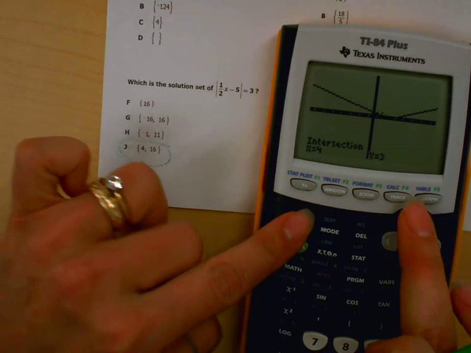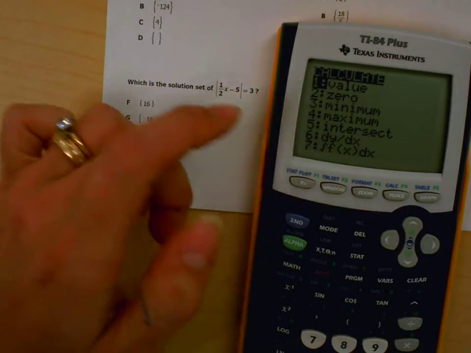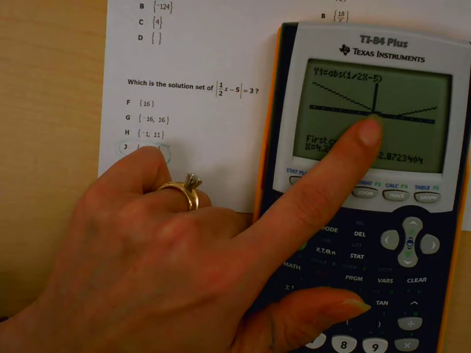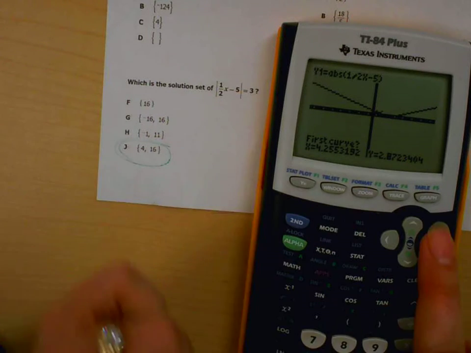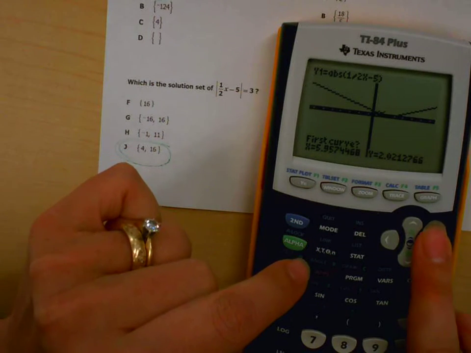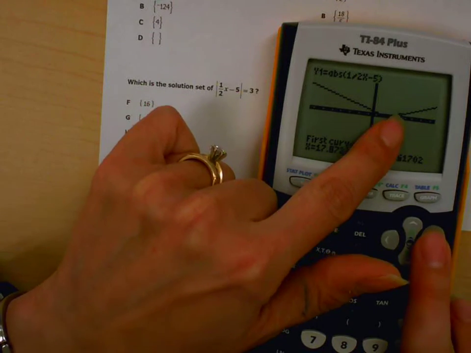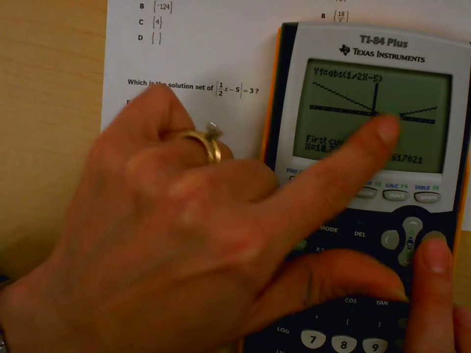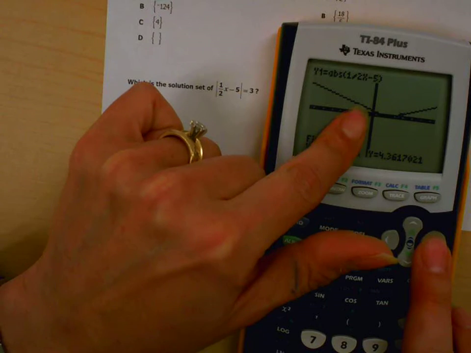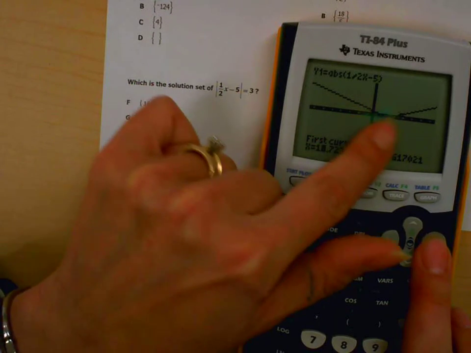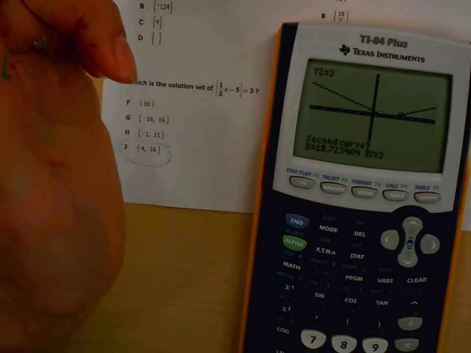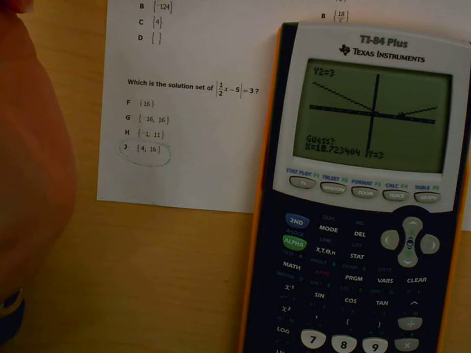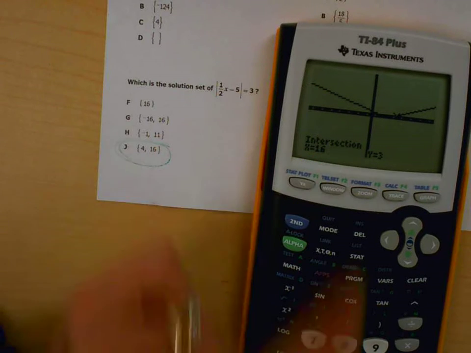So if I do second trace intersect, if I don't move this x, I'm going to keep getting 4. I need to move the x closer to the second intersection. So I'm moving it by using the toggle key. See how the x is moving over here? Now I'm more in this area, so it's going to give me this answer instead of this one. So again, if you have more than one, you've got to move it or you're going to keep getting the same answer. So I moved it over here, enter. Second curve, enter, guess, and there's my second answer, 16.